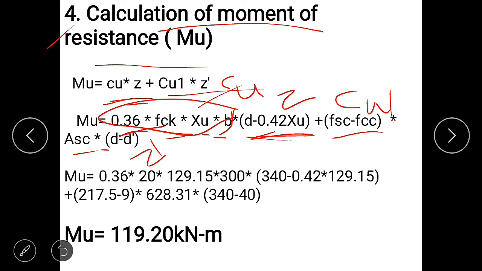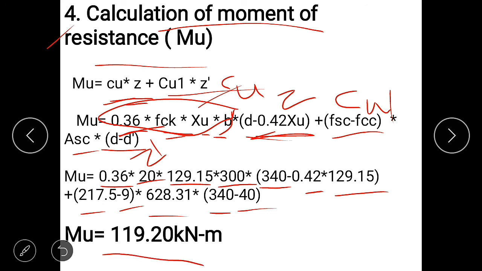Okay, so put the values in this formula. 0.36, FCK is 20, XU is 129.15, B is 300, d is 340 minus 0.42 into 129.15, plus FSC is 217.5 and FCC is 9, ASC is 628.31, into d is 340 minus d dash is 40. So Mu is 119.20 kilonewton meter, that is 119.20 into 10 to the power 6 Newton mm. It is Mu.